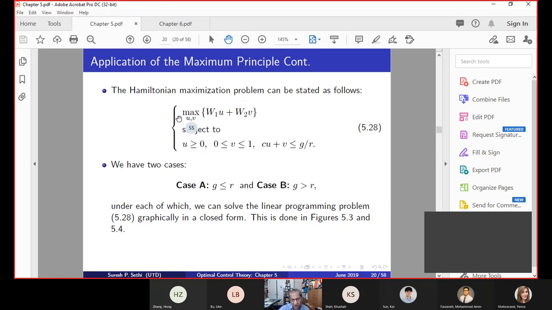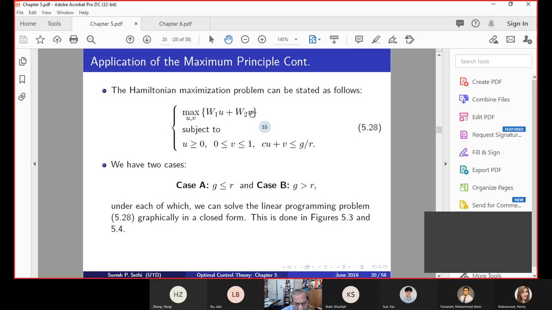To solve this problem, we require two cases. The two cases depend on whether the growth rate is less than the rate of return, or the growth rate is bigger than the rate of return. Okay, we'll see why those two cases are important, and we will take these cases one by one. So let's look at the solution of this problem, which is a very simple problem.